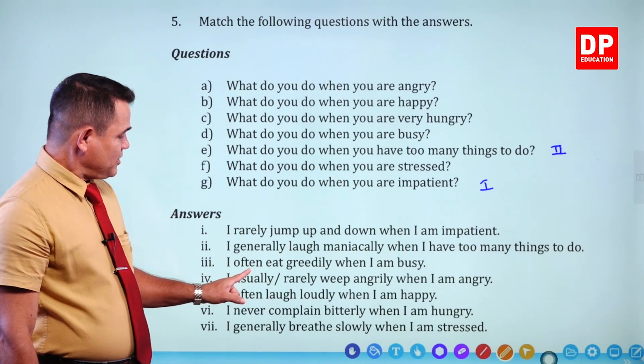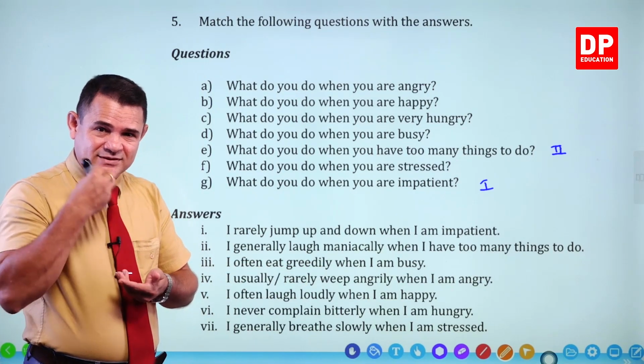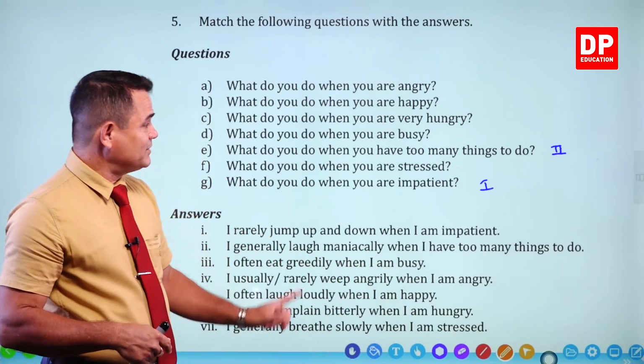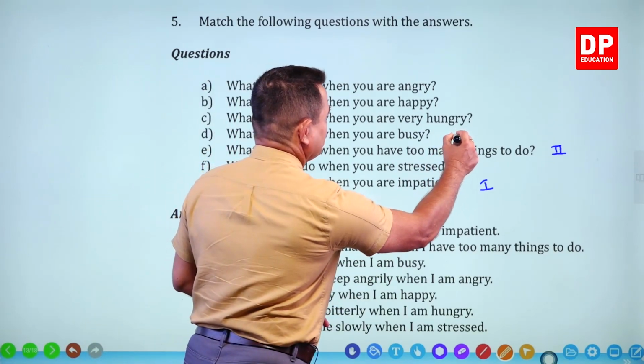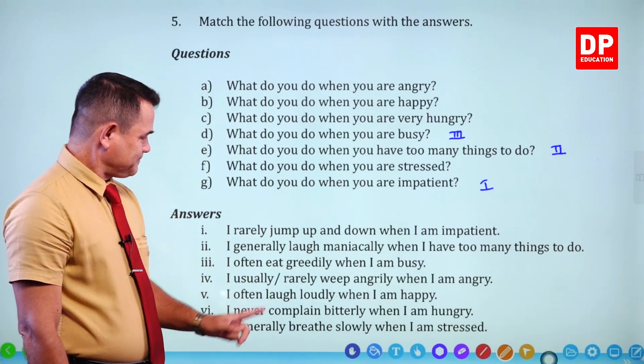Then number 3, I often eat greedily when I am busy. So you can see number 3, this one. You can easily match it.